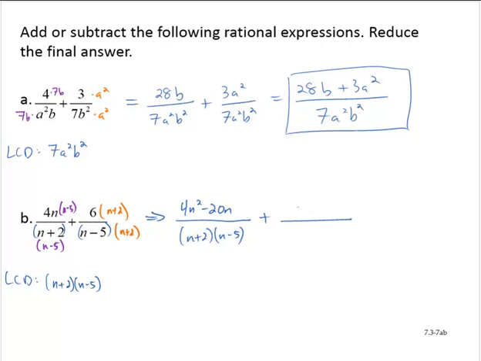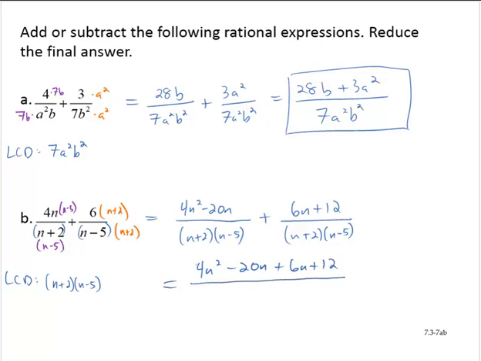plus 6n plus 12 over n plus 2 by n minus 5. Now since I'm adding these rational expressions, they have a common denominator. I can simply write 4n squared minus 20n plus 6n plus 12 over the common denominator, n plus 2 by n minus 5.